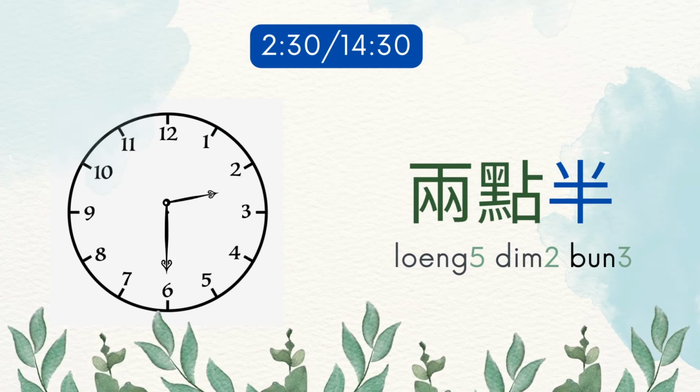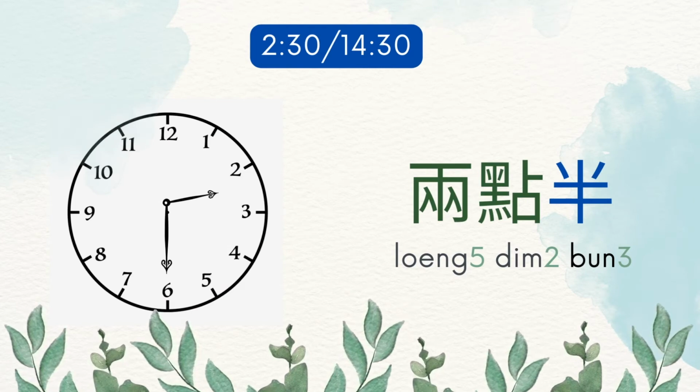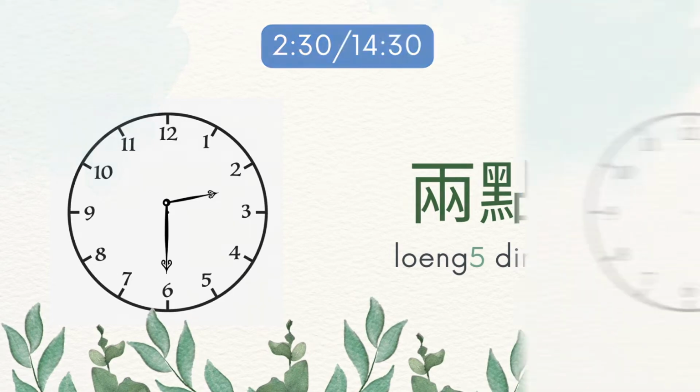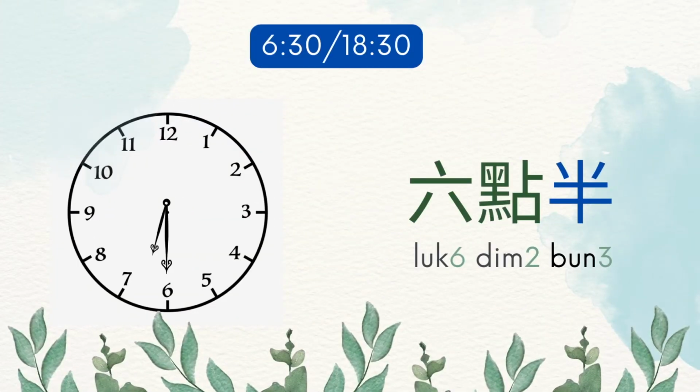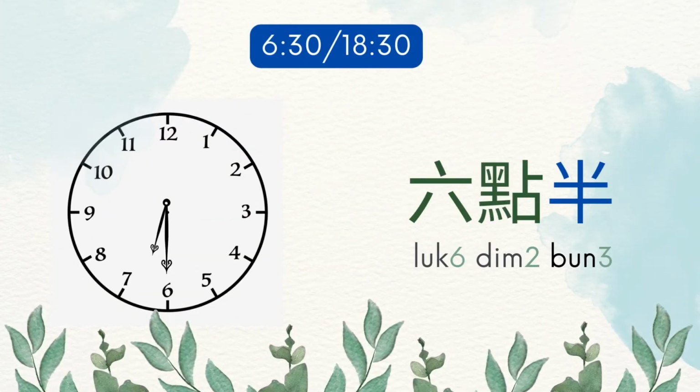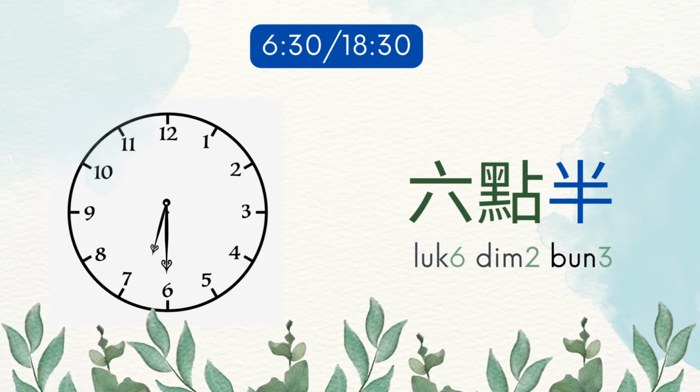If it's 2:30, we say 2點半. 半 means half in Cantonese. So how about 6:30? That's right, it's 6點半.